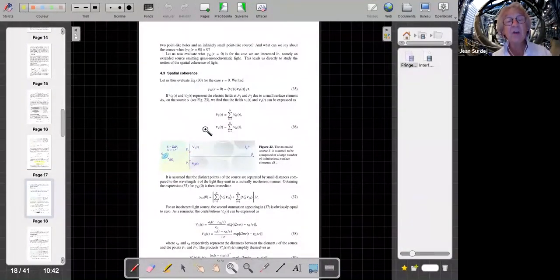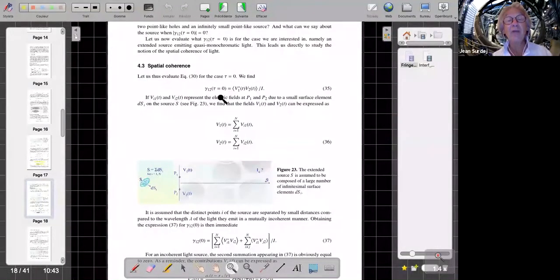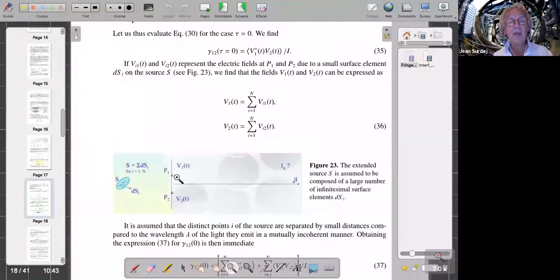We will just zoom a little bit here. We would like to evaluate the complex degree of mutual coherence, which is defined by this expression. V1 of t represents the electromagnetic field for this pinhole, V2 the electromagnetic field at the second pinhole. Then we take the time average, conjugate the first electromagnetic field, and divide by the intensity.